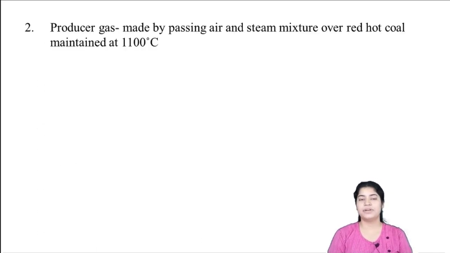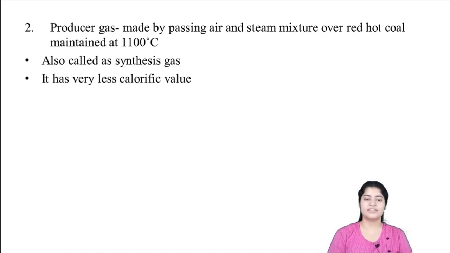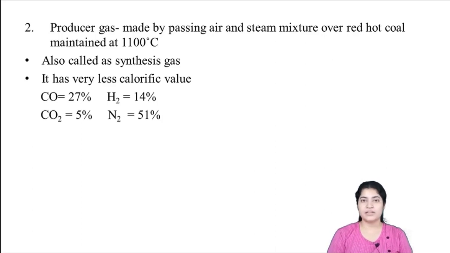Next gas is producer gas. Now this gas is made by passing an air and steam mixture over red hot coal maintained at 1100 degrees Celsius. In water gas, you are only passing steam. Now here air is also there. It is also called synthesis gas because it is synthesized. As air is also passed, you can see the concentration of N2 has increased. N2 is an inert gas, it doesn't react. Carbon monoxide composition is now 27% only.